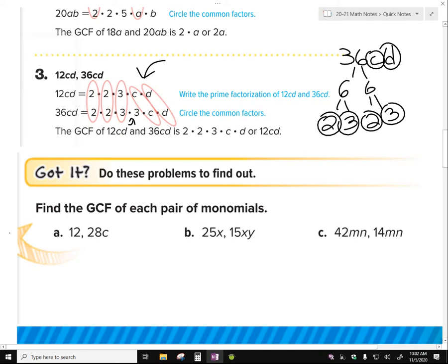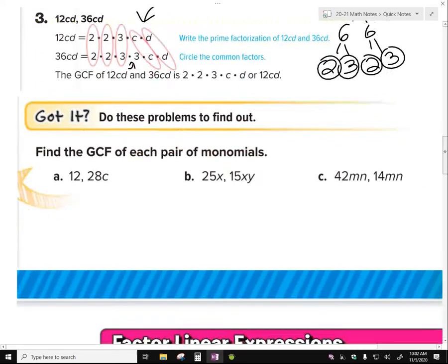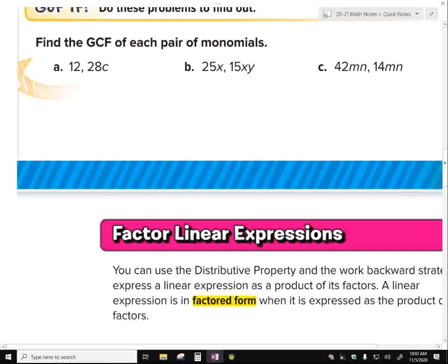Any questions so far? Okay. Now this isn't as challenging as we've had recently. However, this is more time consuming. So let's do some practice of find the greatest common factor of each monomial. I'm going to put the 12 over here just so I have more room. 12 is 3 times 4, 2 times 2, circle. 28c, you can do 2 times 14, 2 times 7.